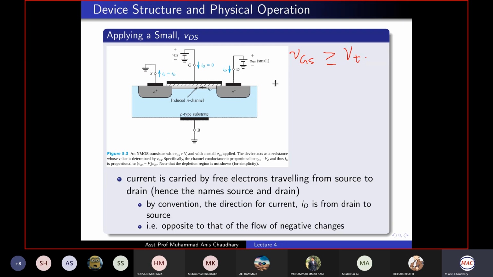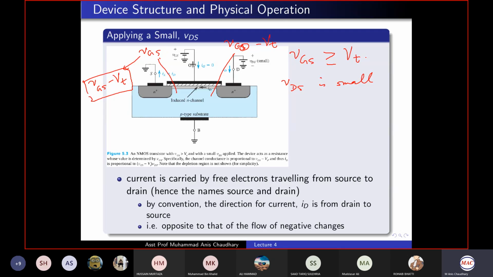So let's first discuss the case where VDS is small. So if VDS is small, so that means at this end of the channel, the voltage appearing across the channel is VGS, and hence the effective voltage is VGS minus VT, which determines the depth of the channel at the source end. At the drain end, the depth of the channel is determined by VGD minus VT.